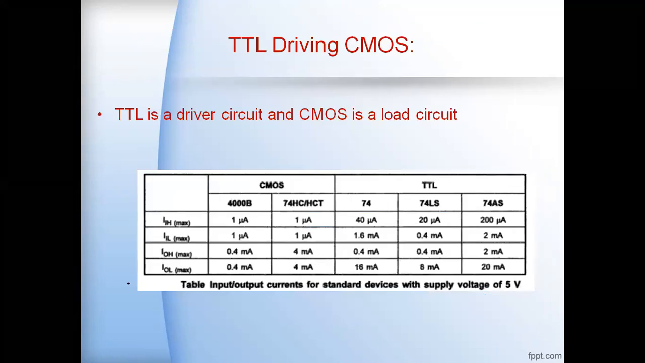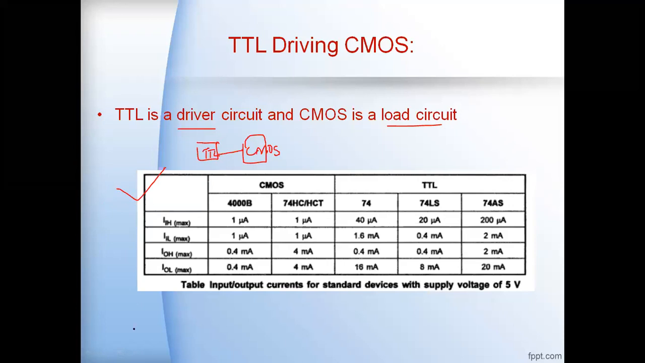Let's take the first case. The TTL is the input part and the CMOS is the output. Let's say the TTL is the input which is driving the CMOS gate here. The TTL driving the CMOS gate. So therefore, the TTL circuit is a driver circuit and the CMOS circuit is now the load circuit here. It is a load circuit. So now look at this table here.